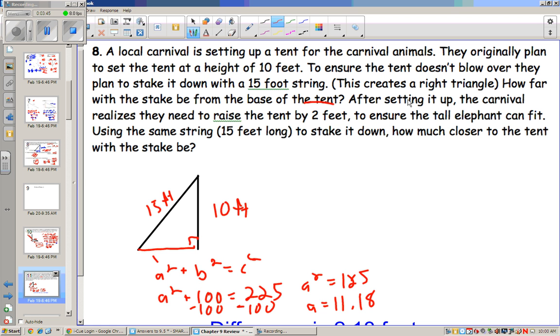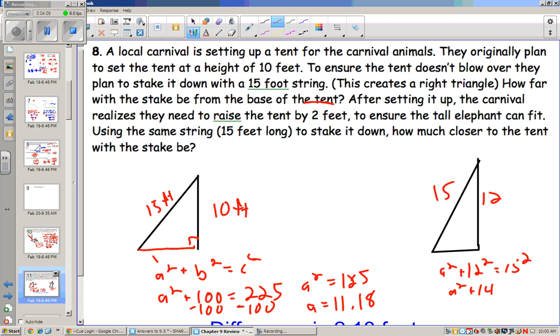After setting it up, the carnival realizes they need to raise the tent by 2 feet. All right, so now it's 12 feet tall to ensure that the elephant can fit. So using the same string, how much closer is it to the tent? So now we have 15 and 12. Now we'll do the same thing. A squared plus 12 squared is equal to 15 squared, or a squared plus 144 is equal to 225. So if I subtract 144 from 225, I get 81. So a squared is equal to 81. So a will equal 9.